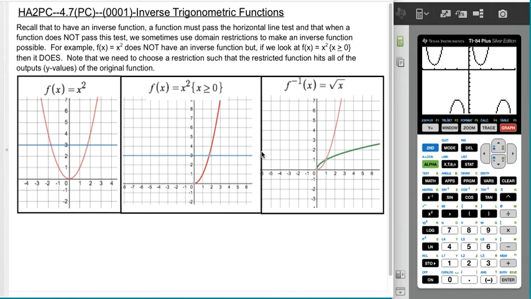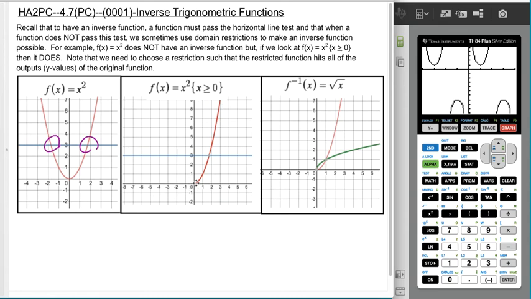Recall that to have an inverse function, a function must pass the horizontal line test. And when a function doesn't pass that horizontal line test, we sometimes use a domain restriction to make it have an inverse function. So, for example, f of x equals x squared, you can see, fails the horizontal line test, right? A horizontal line goes through it twice, right?